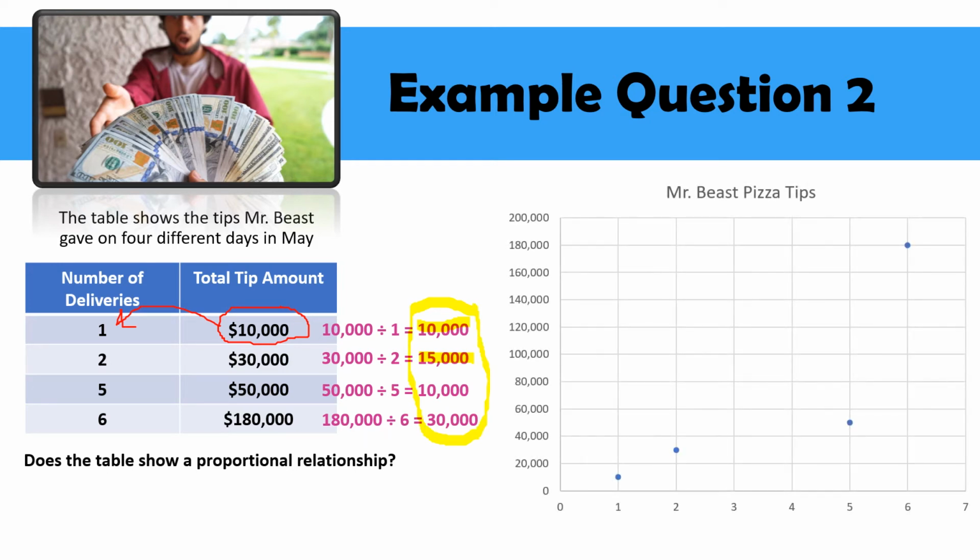Now, what would this look like on a graph? If I plotted all those points, that's what we would see. Does the graph show a proportional relationship? Well, you already know from the table that this is not a proportional relationship, but you need to know why.